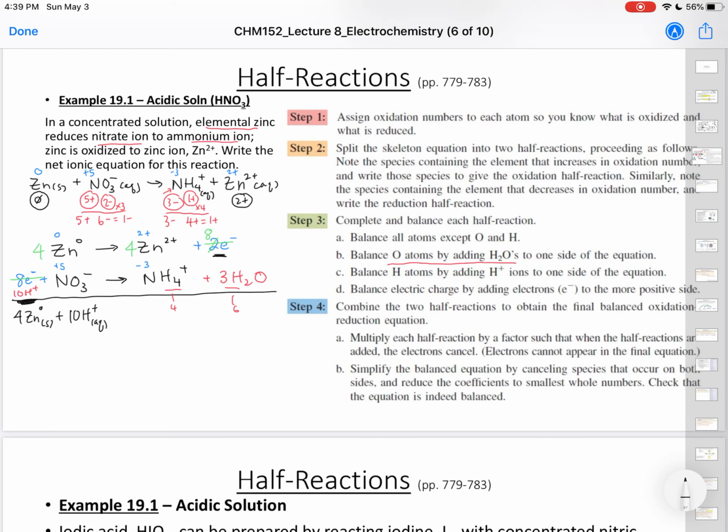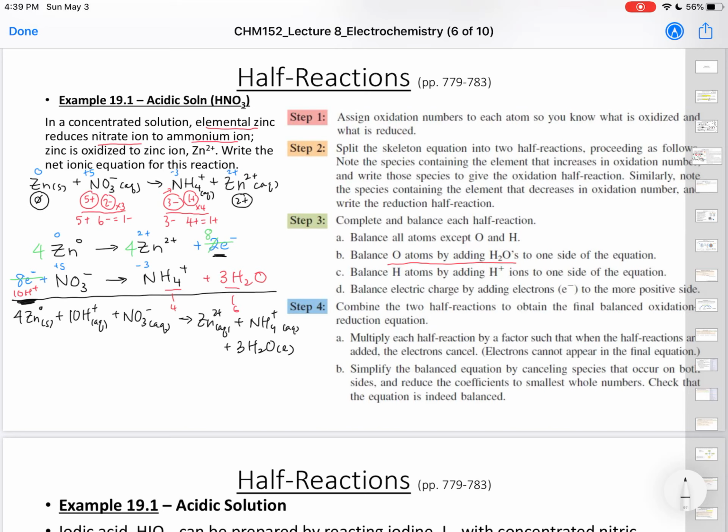You've got your NO3. Okay, and this gives you zinc 2 plus, NH4 plus ammonium, plus, and around the space I write it here, 3 H2Os in liquid.